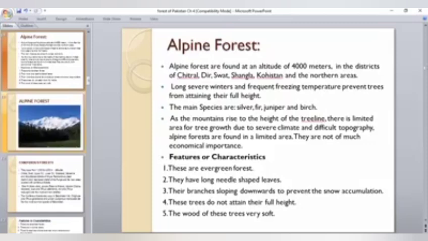Okay, the features and characteristics. These are evergreen forests. They have long needle-shaped leaves. Their branches slope downwards to prevent snow accumulation. These trees do not attain their full height. The wood of these trees is very soft. So these are the features of alpine forest.